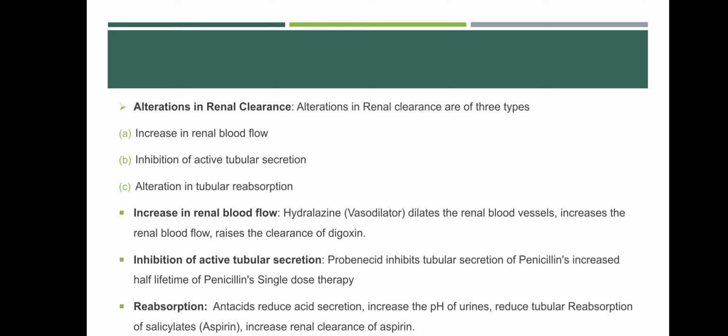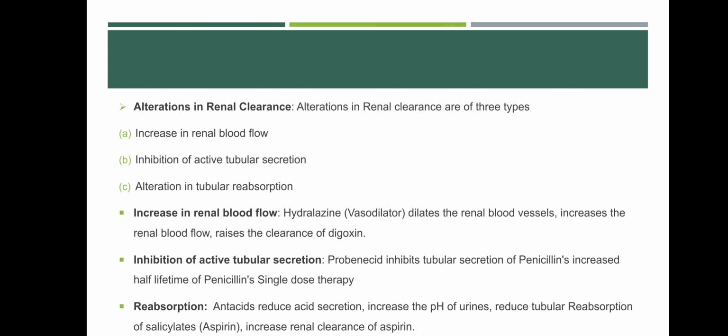Next is inhibition of active tubular secretion. In this, probenecid will inhibit the tubular secretion of penicillin, thus increasing the half-life of penicillin in single dose therapy. Next is reabsorption. In reabsorption, antacids will be used. These antacids will reduce the acid secretion, increase the pH of the urine, and thus reduce the tubular reabsorption of salicylates.